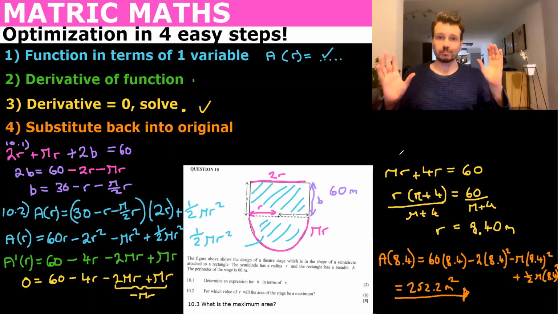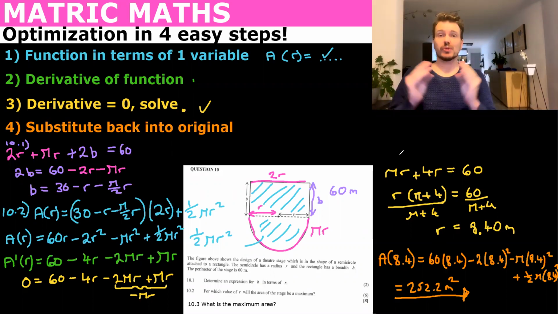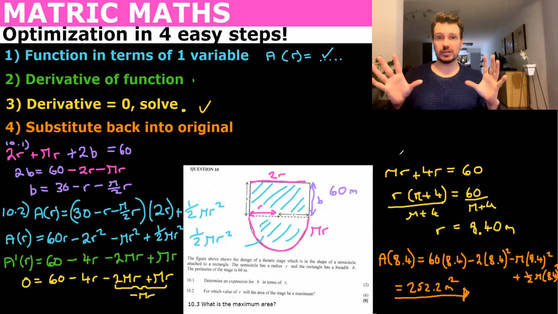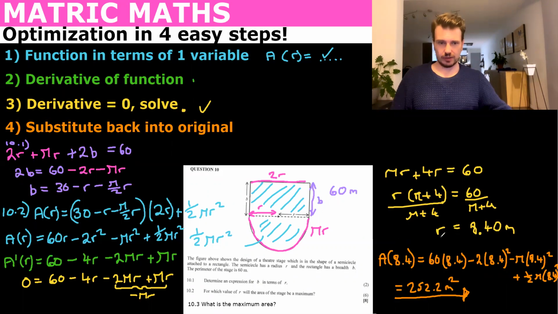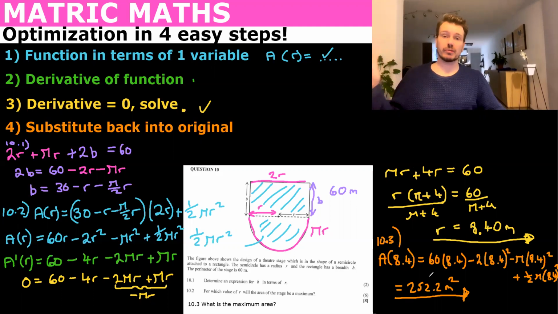Okay, so there we go. Those are the 4 steps for optimization. We're going to be doing a few more videos with optimization, so we'll go over this if it didn't make sense the first time. What I did here, by the way, is this r equals 8.4 would have been the answer for 10.1, and this is 10.2. I added in another question because I wanted to show you all of the 4 steps. Sometimes they don't ask you for the area, they just ask you for what the radius needs to be to get the maximum area. And then in order to get that maximum area, we have to substitute into the original.